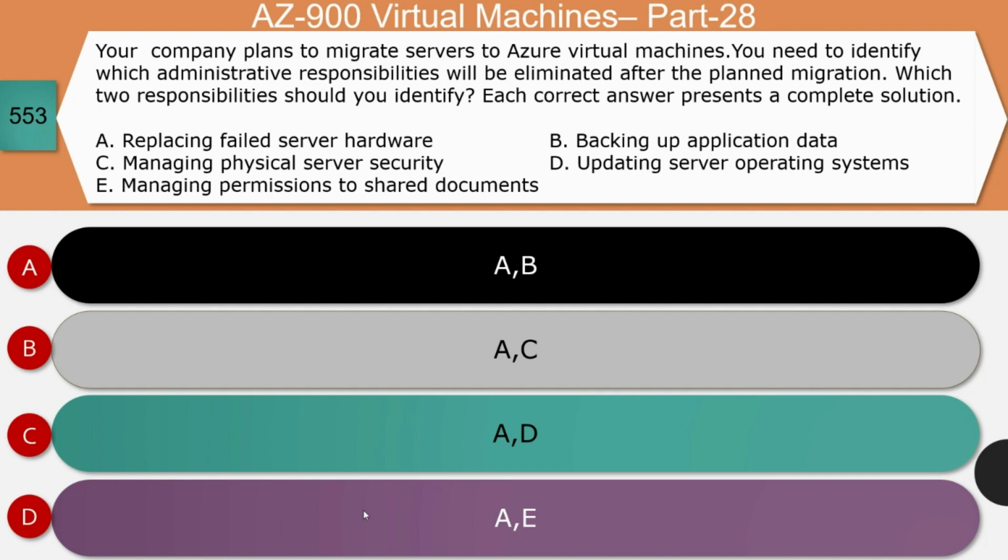Next question, your company plans to migrate several servers to Azure virtual machines. You need to identify which administrative responsibilities will be eliminated after the planned migration. Which two responsibilities should you identify? Each correct answer presents a complete solution. Option A, replacing failed server hardware. Option B, backing up the application data. Option C, managing physical server security. Option D, updating server operating system. Option E, managing permission to shared documents. You need to choose two among them.